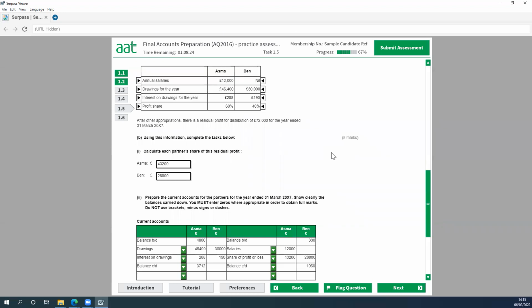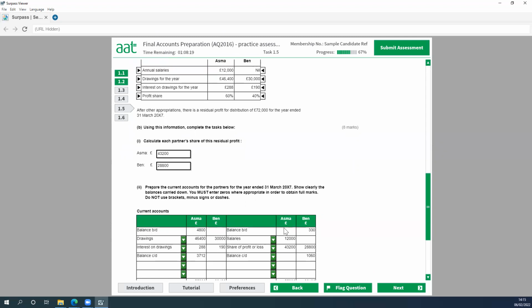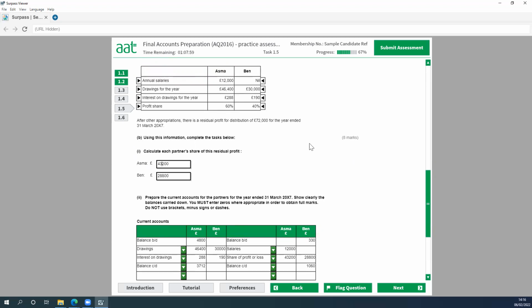So we'll start off with this current account. It starts off with a balance brought down where Ben has got £330 in the account. That's on the positive side, is it? On the credit side. But Asma has got a balance brought down of 4,800. So she was overdrawn at the start of this period. Okay. So let's put the figures in that we've got. So salaries. Asma's getting a salary of £12,000, so we'll pay £12,000 into Asma's current account.